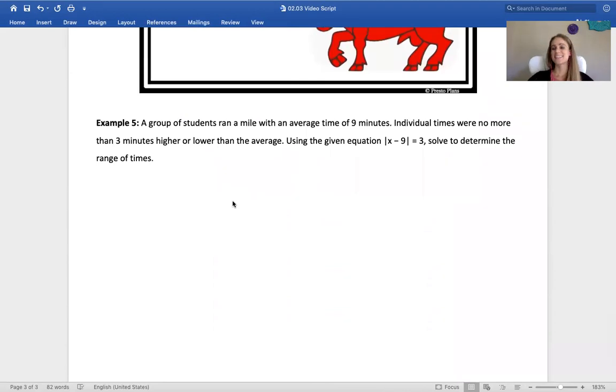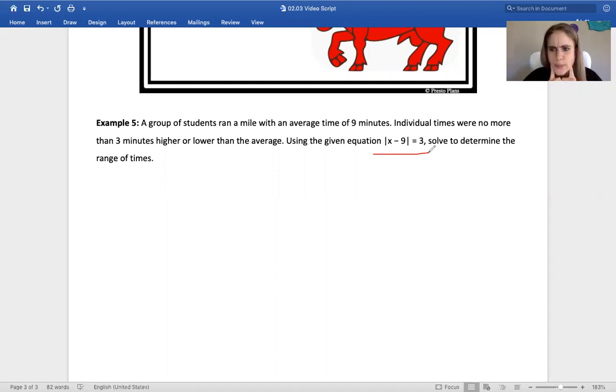All right. Let's get to our last example. A group of students ran a mile. Maybe they were running from the bull, with an average time of 9 minutes. Individual times were no more than 3 minutes higher or lower than the average. So using the given equation, the absolute value of x minus 9 equals 3, solve to determine the range of times. So we need to solve this to determine our range of times, so our highest and lowest possible time.